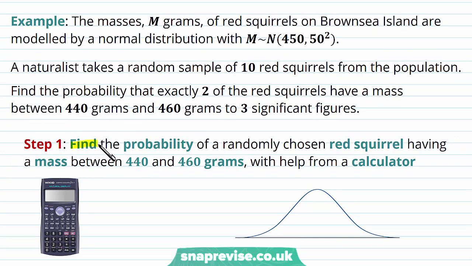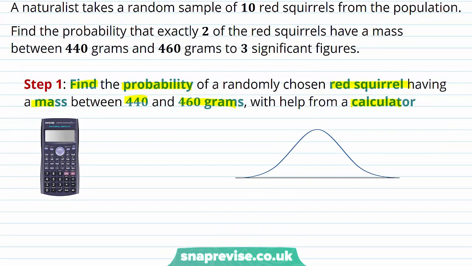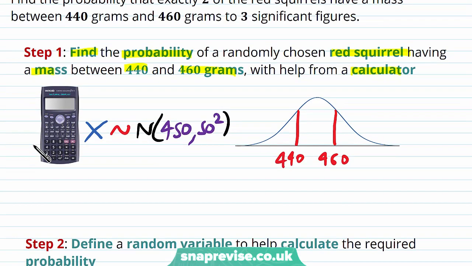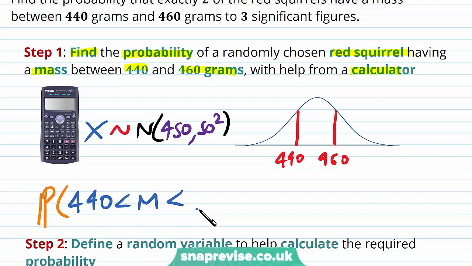Just a little note, we're going to end up using a binomial probability after this, but first we need to find the probability of a randomly chosen red squirrel having a mass between 440 and 460 grams with help from a calculator. We have that m is normally distributed with mean 450 and variance 50 squared. Now, we're looking for the mass to be precisely between 440 and 460 grams. So again, we're looking for the probability that m is between 440 and 460.